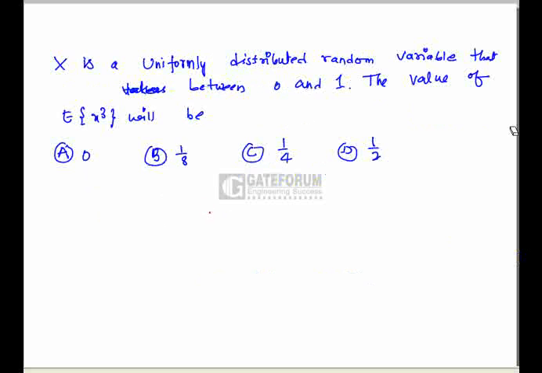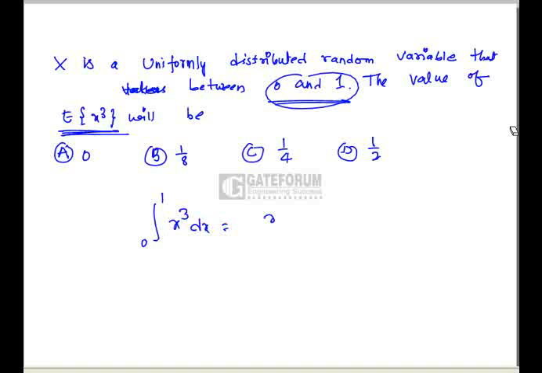X is a uniformly distributed random variable that takes values between 0 and 1. Now we have to find the value of E of x cube. As the given interval is 0 to 1, the integral will be from 0 to 1, and the function is E of x cube, so the integral is x cube dx. Now if we integrate, it will be x power 4 by 4 between the limits 0 and 1, which is nothing but 1 by 4 minus 0, which is 1 by 4, option C.